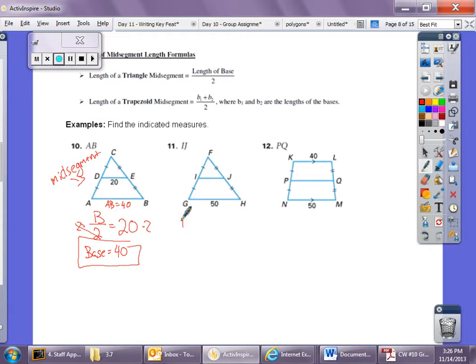Now here we're given the base. Well, we know that our formula is base divided by 2. So it's 50 divided by 2. So the mid segment is 25. So IJ is 25.